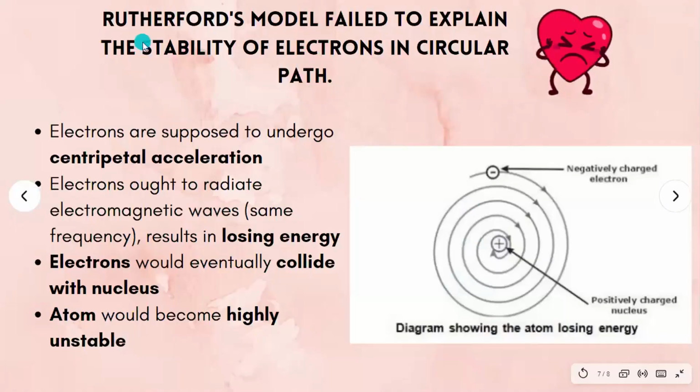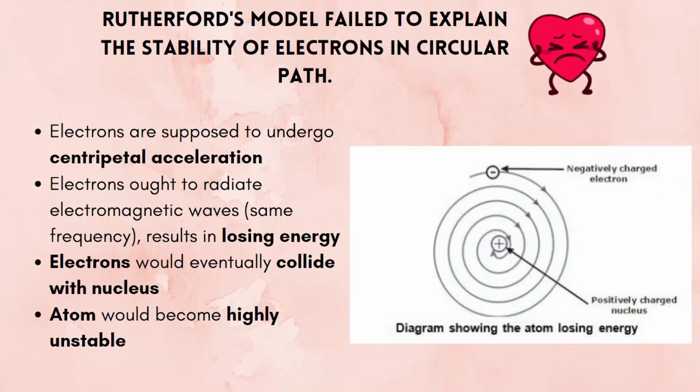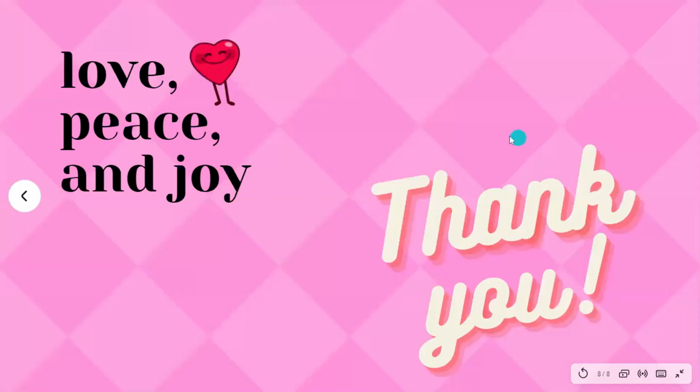Uh-oh, it's saddening to hear that Rutherford's model failed to explain the stability of electrons in circular path. Why? Because the electrons are supposed to undergo the centripetal acceleration, right? Since it revolves around the nucleus. The electrons are ought to radiate electromagnetic waves, which is the same frequency, which results in losing energy. And these electrons will eventually collide with the nucleus. Therefore, the atom would become highly unstable. This would have to happen if the model were to be accepted. But the atomic model proposed by Rutherford needs further modification, which was then done by Niels Bohr. So I guess that's all from me. Thank you very much for your time.